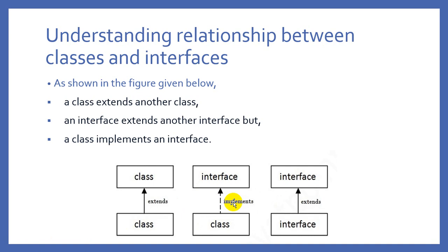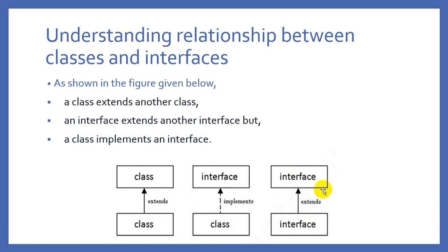So implements is the keyword, extends is another keyword. Extends is used for classes. To inherit classes, you use the extends keyword. To inherit an interface, you use implements, right? An interface can also extend another interface. That is a very new thing.